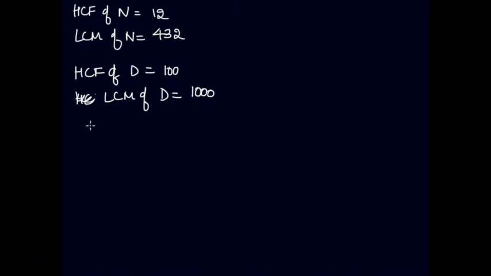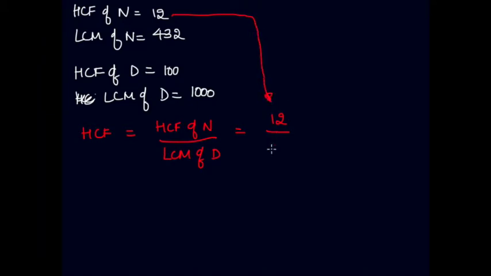So as per the formula, we know that HCF of the fractions is equal to HCF of numerators divided by LCM of denominators, which is equal to 12 from here, 12 divided by 1000, which is nothing but 0.012.